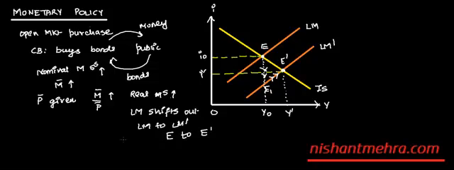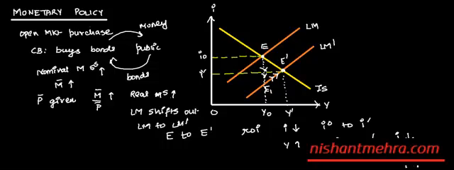Right? Interest rate, that is the rate of interest, falls from I naught to I dash. Output increases from Y naught to Y dash. Why does output increase? Because when interest rate falls, investment increases and hence output increases.